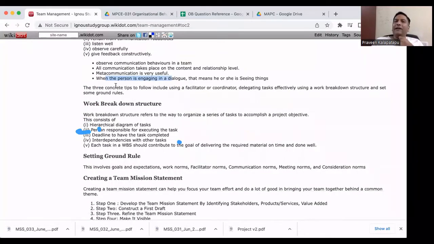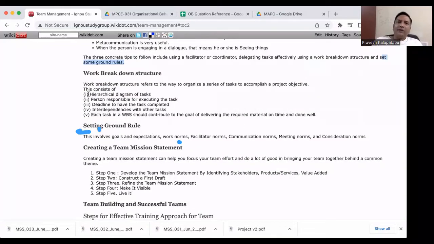So there are three concrete tips to follow. First of all, you need to have a facilitator or coordinator within the team, and you need to delegate tasks effectively using work breakdown structure. If the team has to work together, you need to delegate tasks. You need to divide the tasks, and obviously those tasks need to be coordinated by a coordinator. And you need to set some ground rules so that the team can interwork. There could be various ways in which you can break down the structure, how you are going to divide the task and give it to a team.